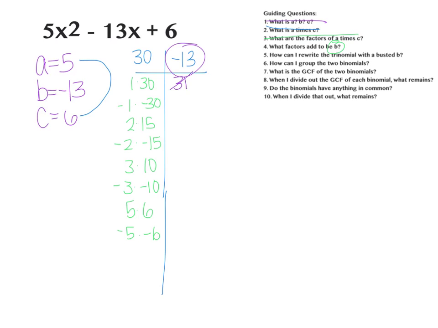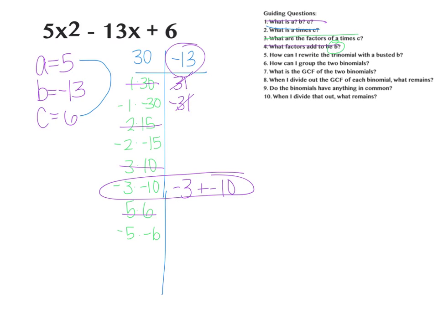So negative 1 plus negative 30 is negative 31. That's not what I want. So when I think about I want to add it together and I want it to be negative, I don't want to look at the positive versions because any positive number plus another positive number is going to be positive. So I'm looking for the negative versions, and I see that negative 3 plus negative 10 gives me that negative 13. So I found the factors that I want to use, and they are negative 3 and negative 10. That gives me negative 13.